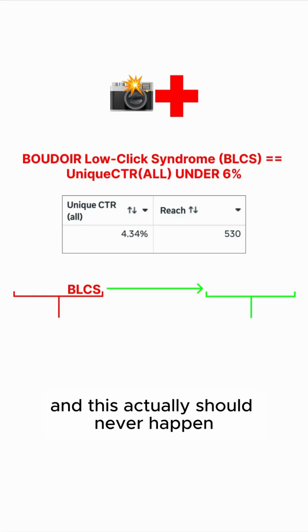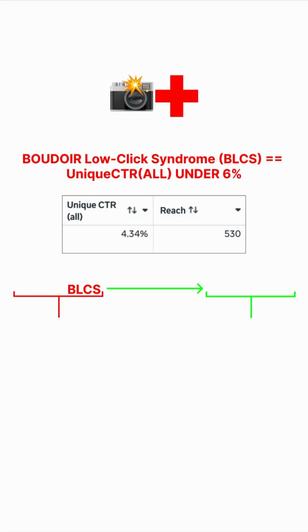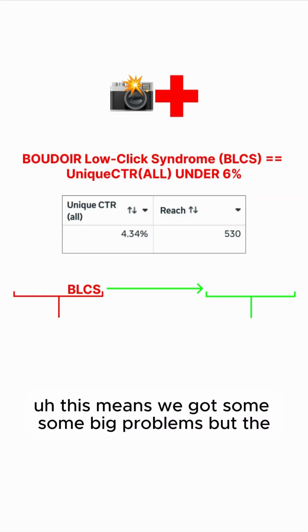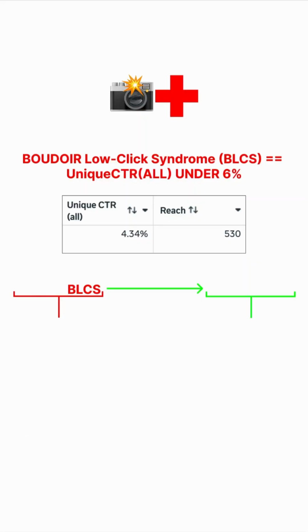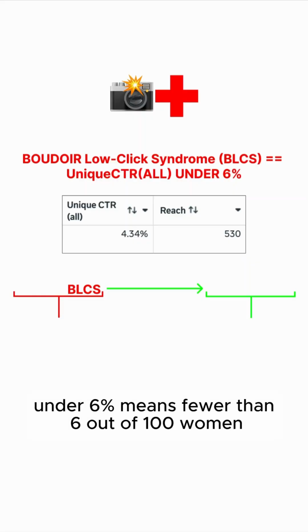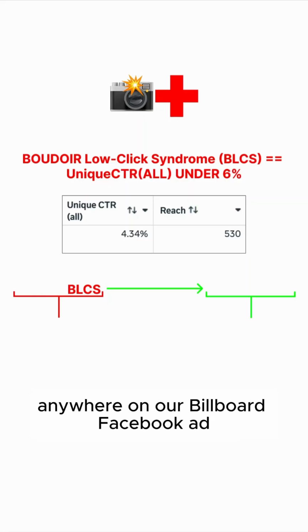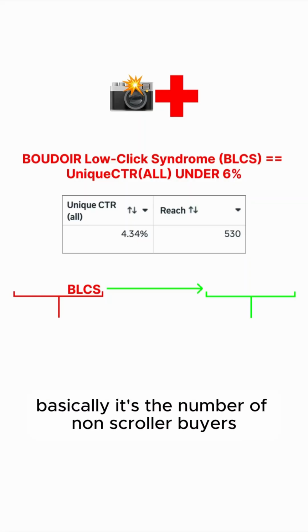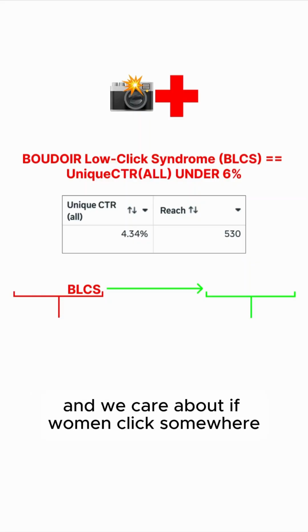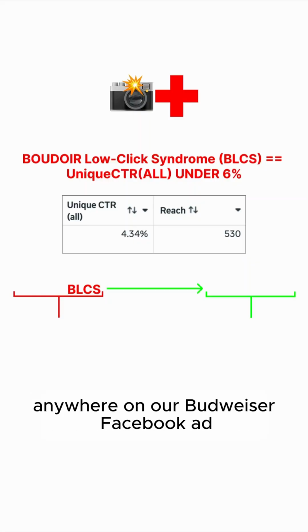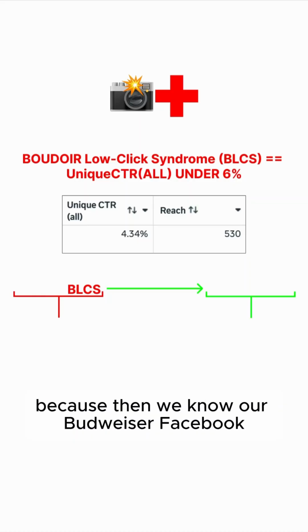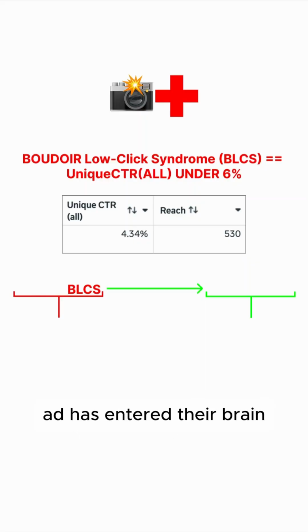And this actually should never happen. This means we got some big problems. But the unique CTR all under 6% means fewer than 6 out of 100 women are clicking somewhere, anywhere on our Boudoir Facebook ad. Basically, it's the number of non-scroller buyers. And we care about if women click somewhere, anywhere on our Boudoir Facebook ad because then we know our Boudoir Facebook ad has entered their brain.